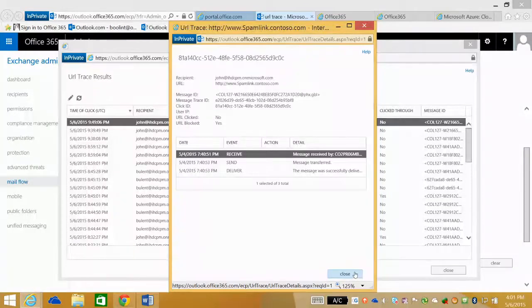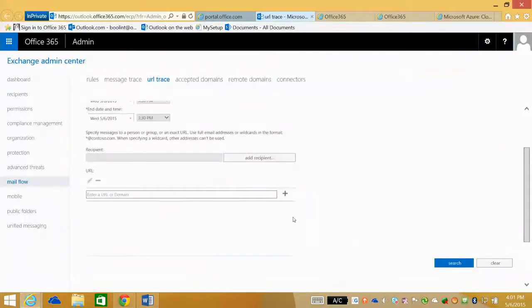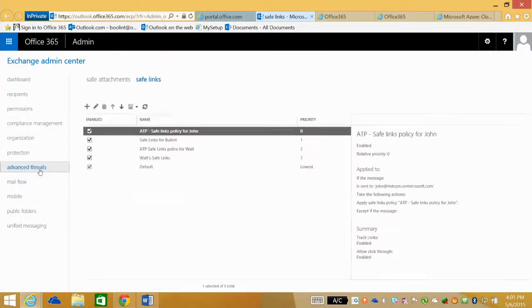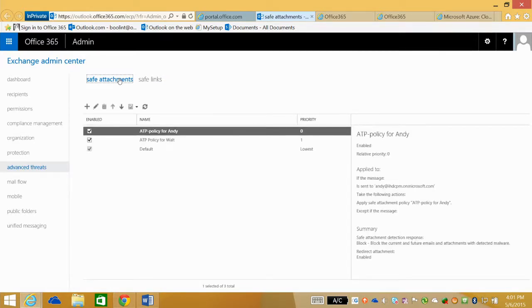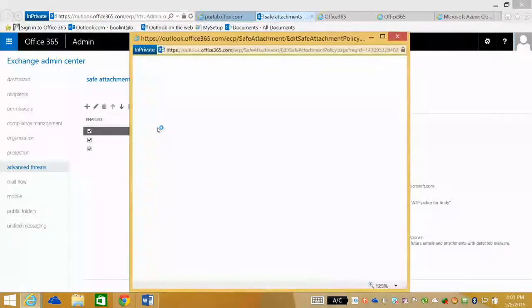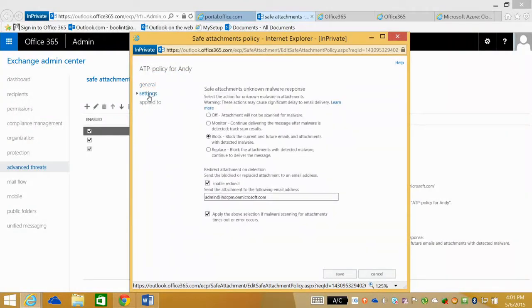So this is all for message tracing, URL tracing and the safe links. And now that I'm in the admin page, I want to show you guys the safe attachments. Safe attachments is also built on the same policy experience. And Andy was our guy here. And the options here are a little bit different.